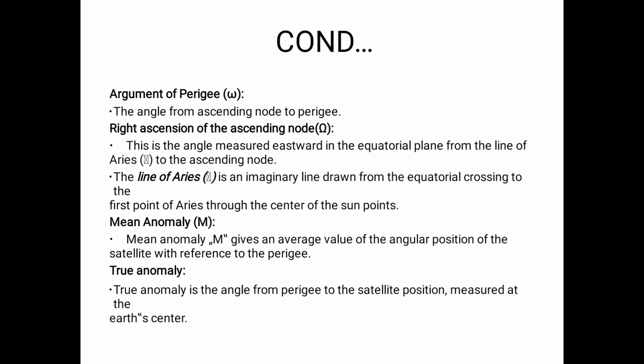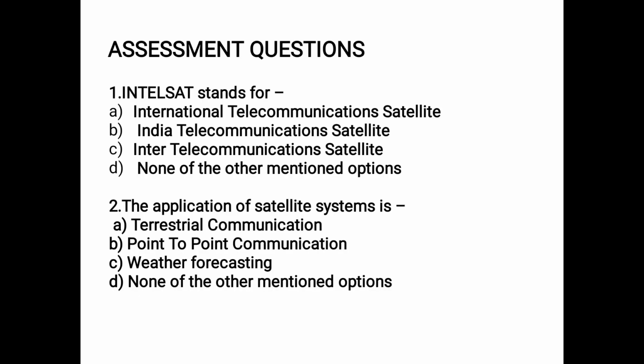Mean anomaly: mean anomaly gives an average value of the angular position of the satellite with reference to the perigee. True anomaly: true anomaly is the angle from perigee to the satellite position measured at the Earth's center.